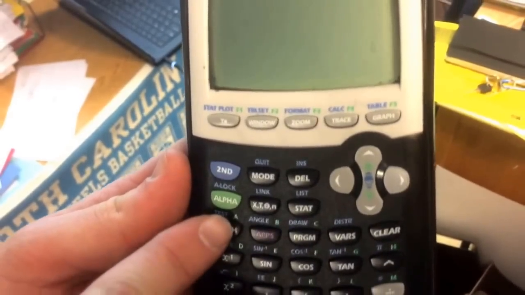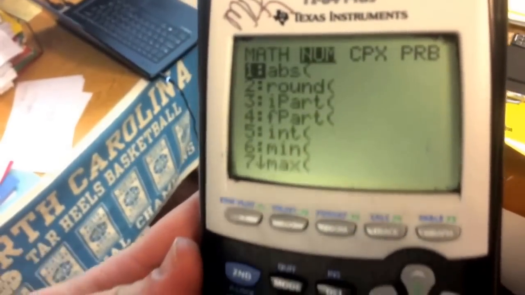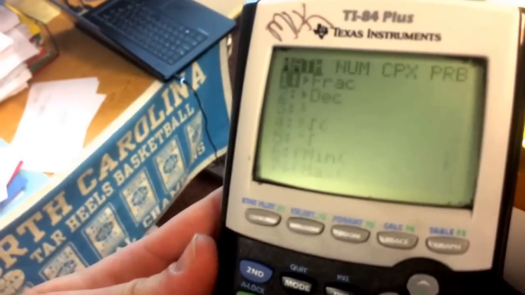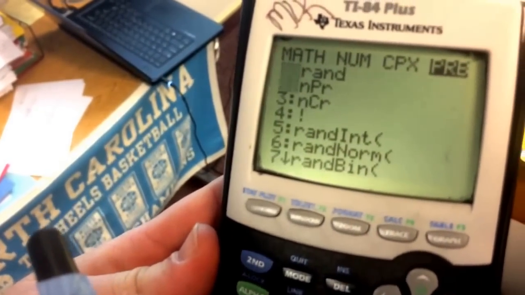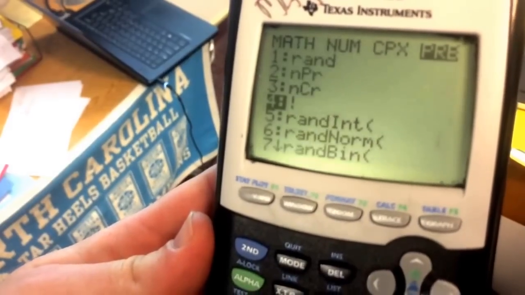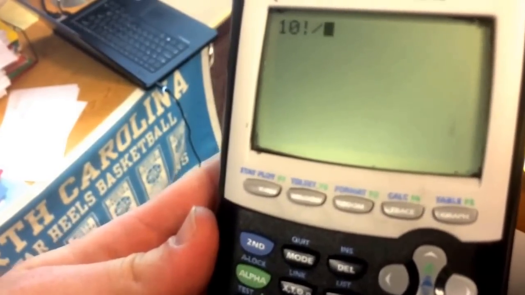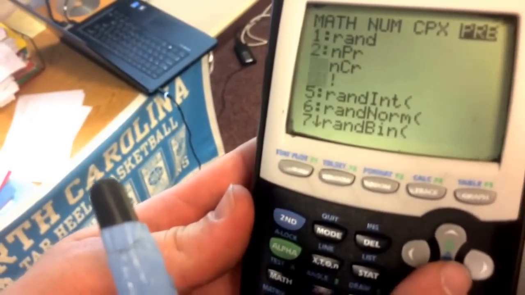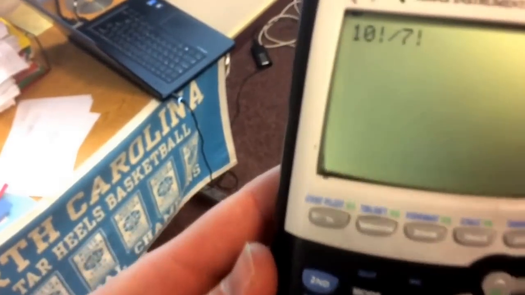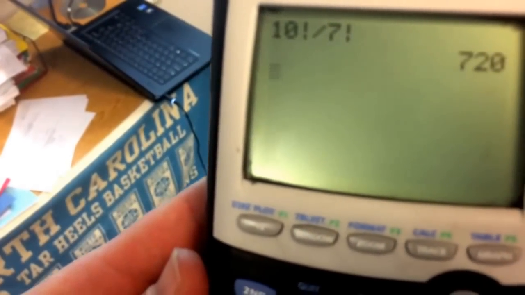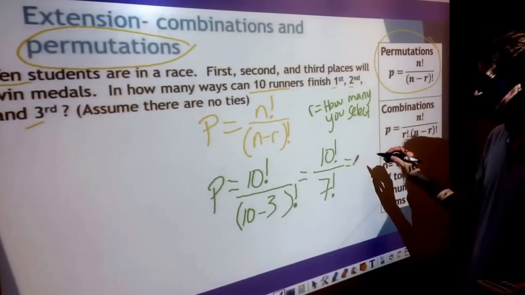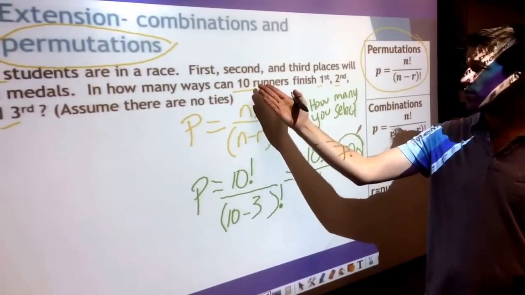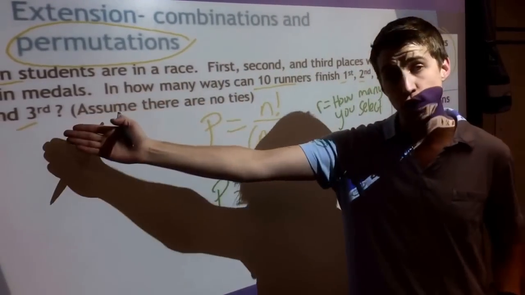So once again, we're going to go to the math button. We're going to go over, oh, I forgot something. I have to put in the number first. So 10. Then I'll go over to math. I'll scroll over to PRB and down to my exclamation mark. I'll hit enter. And it's 10 factorial divided by 7 factorial. So I have to go back into the math, scroll over again, go down to the exclamation point, and now I see 10 factorial divided by 7 factorial. So there are 720 different ways that those 10 runners could finish in first, second, and third place.